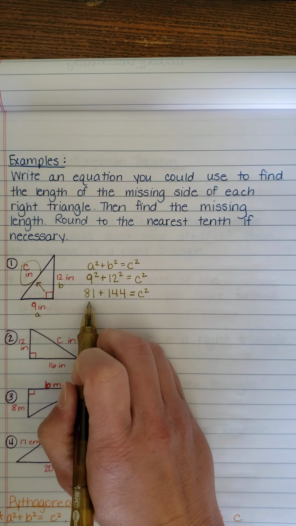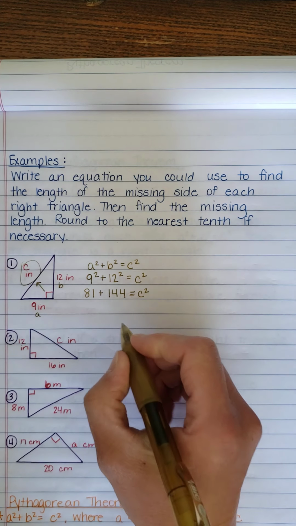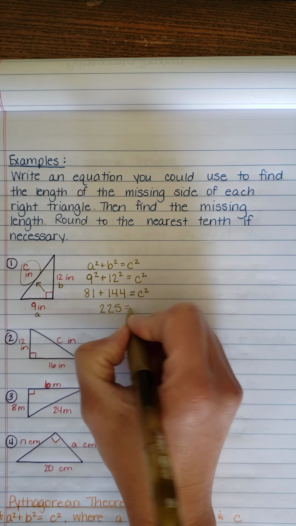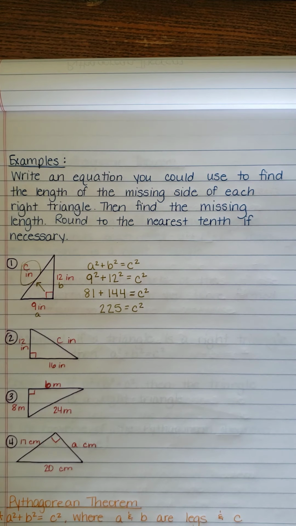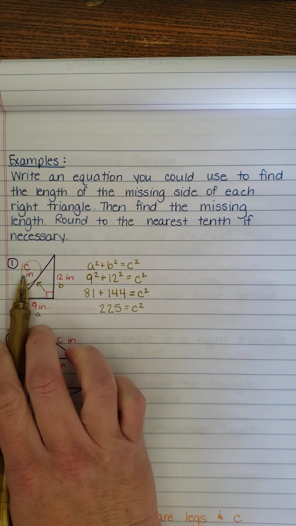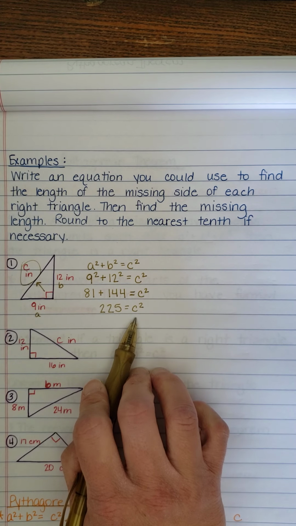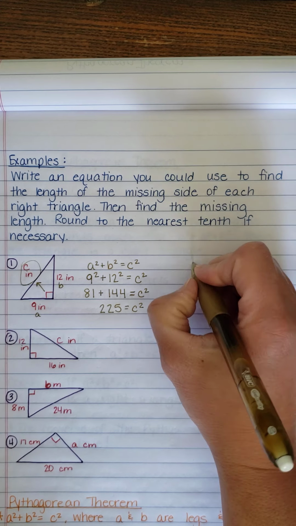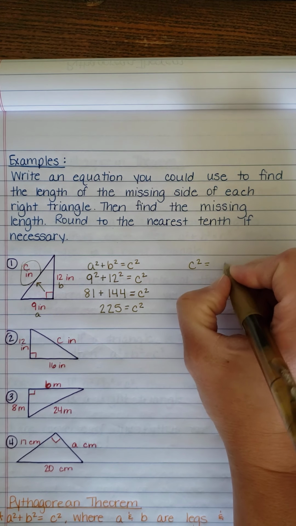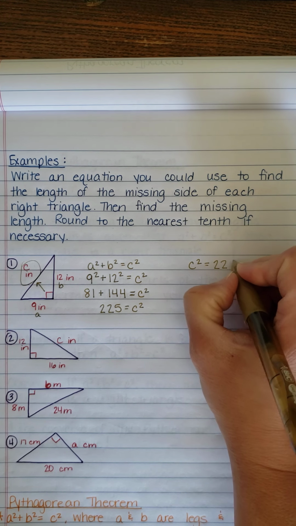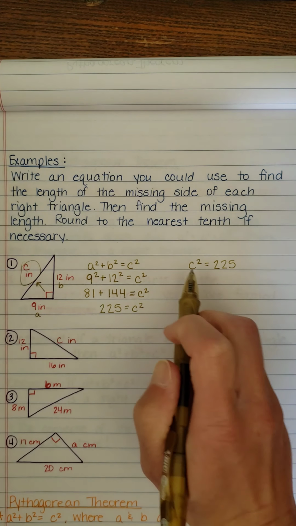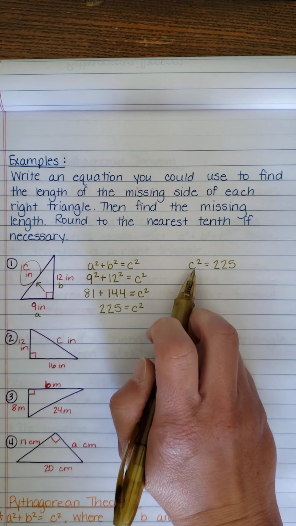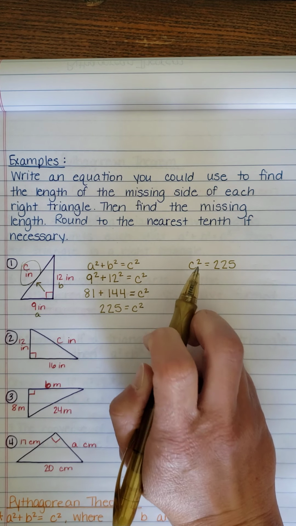All right, so if I add 81 and 144 together, I get 225, and that is equal to c squared. Now, I want to find c. I know what c squared is, so in order for me to find the value of c, I have to do something. So I have c squared equals 225. Remember that we talked about earlier in the year that if we want to undo a square, we have to take the square root of it.